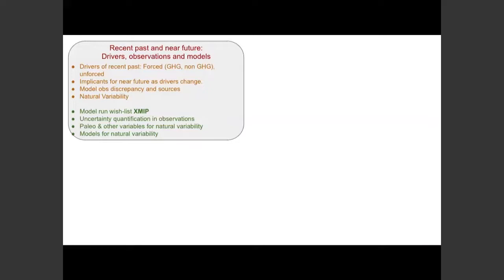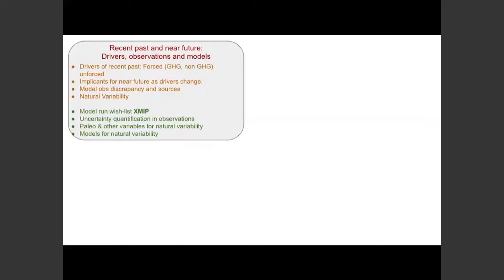As Maria said, it was very hard to aggregate everything. So we highlighted the themes and the questions that kept coming up over and over in all of the working group discussions and on Slack and so on. And it seemed like the one that kept coming up the most was this question of understanding the recent past and its implications for the near future.